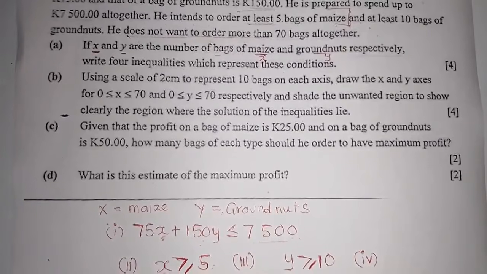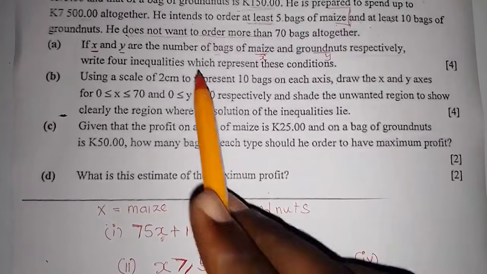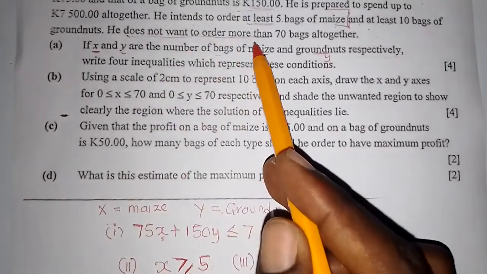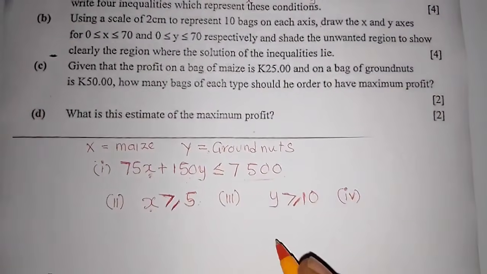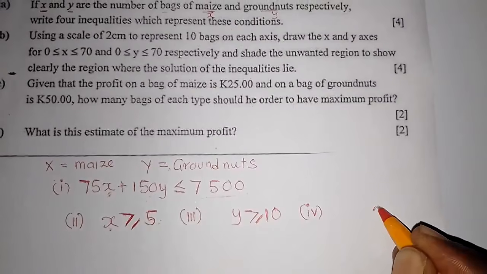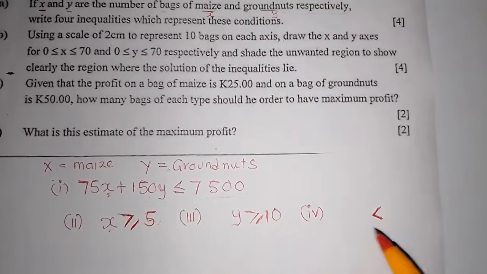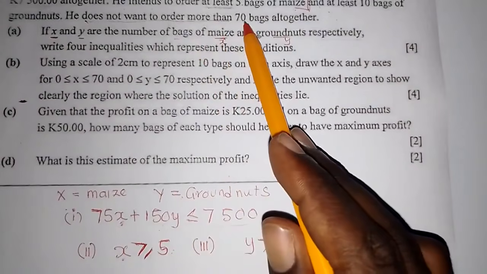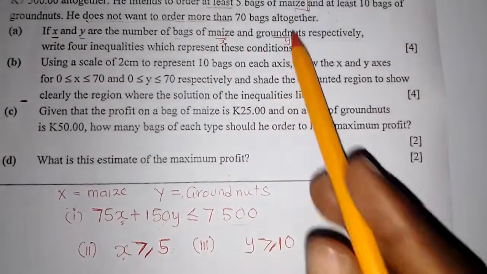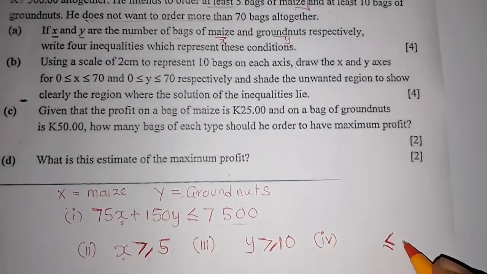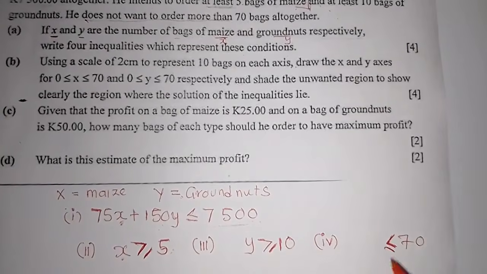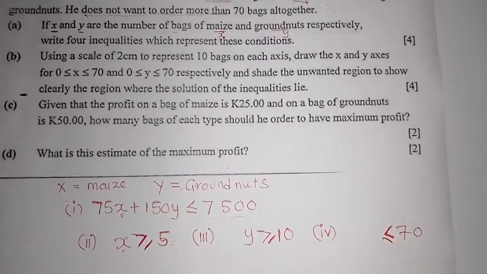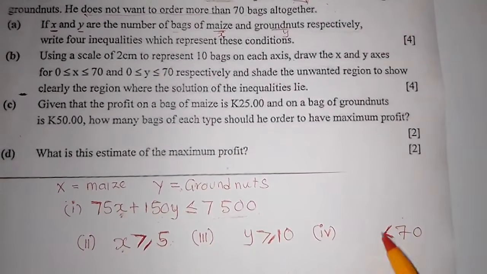Since this person doesn't want to order more than, he's saying he does not want to order more than, which means he wants to order less. So he wants to order what? Less. Less than what? He does not want to order more than 70 bags altogether. So less than or equal to what? 70. So this is the inequality, less than.